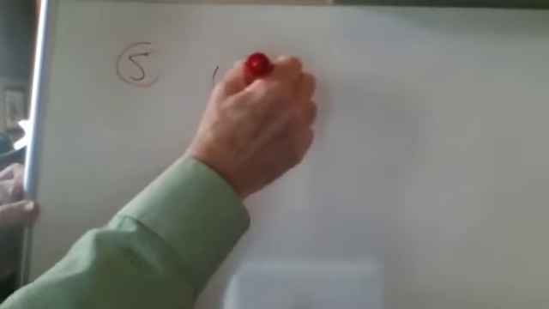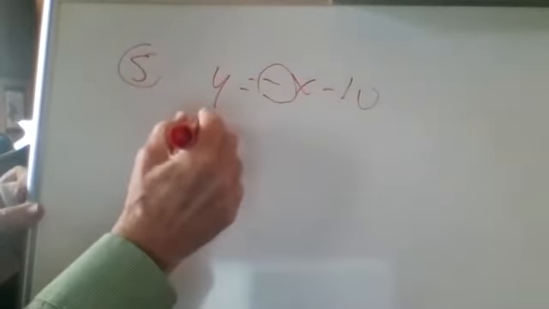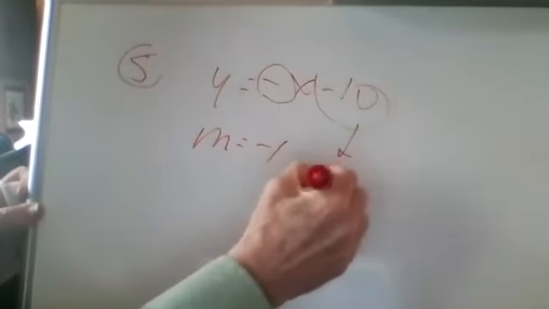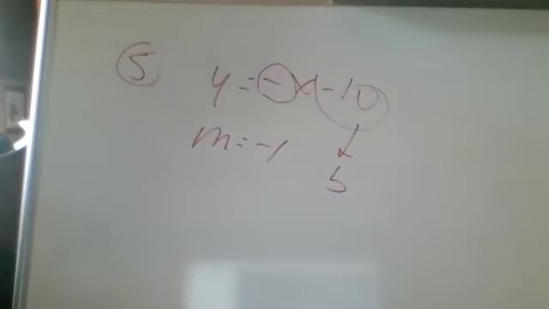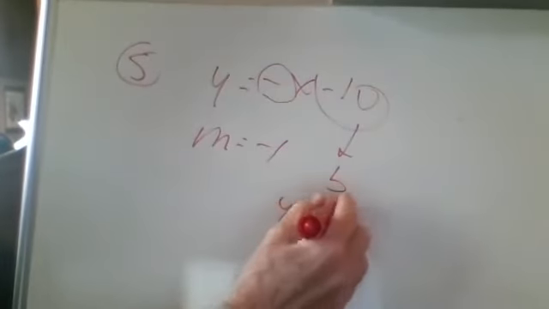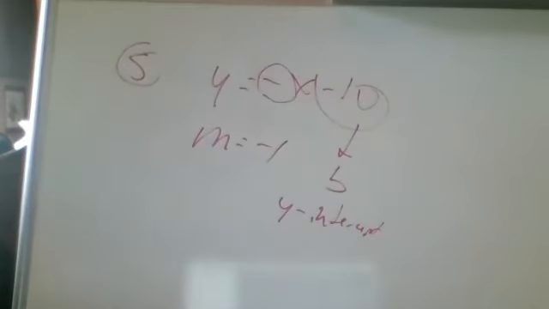All right, number 5. Which of the following applies to the graph of y equals -x minus 10? Well, in front of the x is a negative, so m equals -1, and this is b. So m equals -1, and the y-intercept is b. That's the y-intercept, which makes that answer B. Okay.